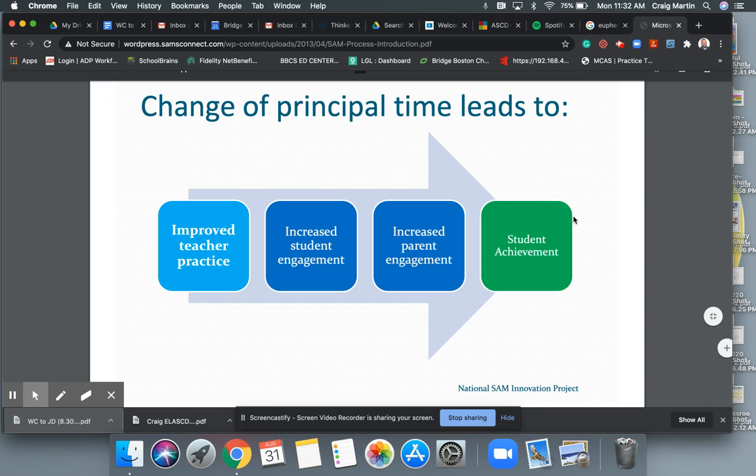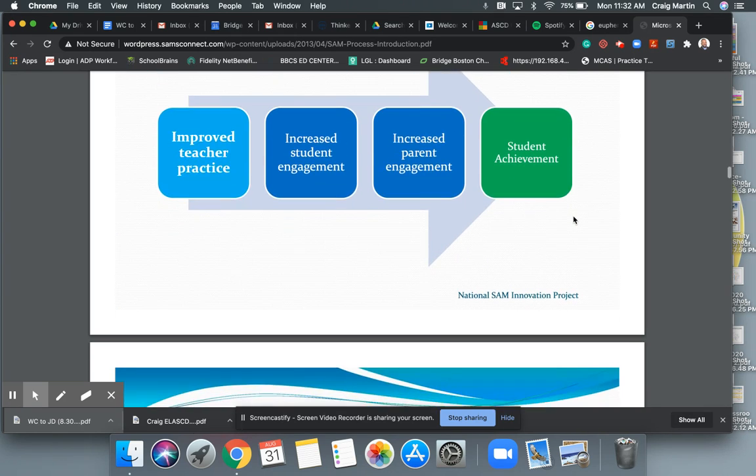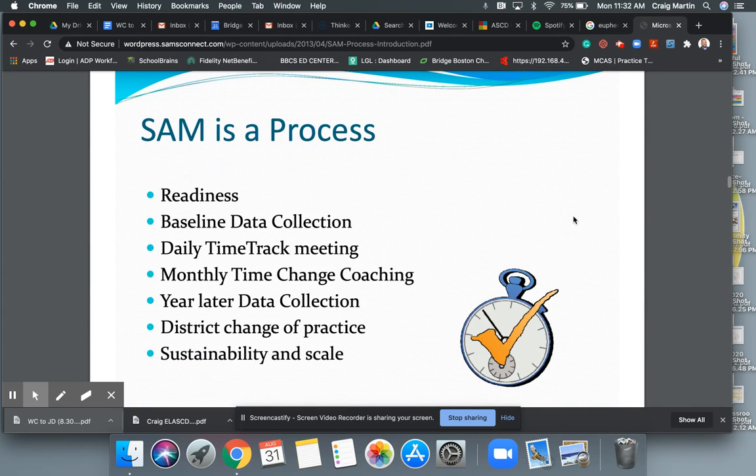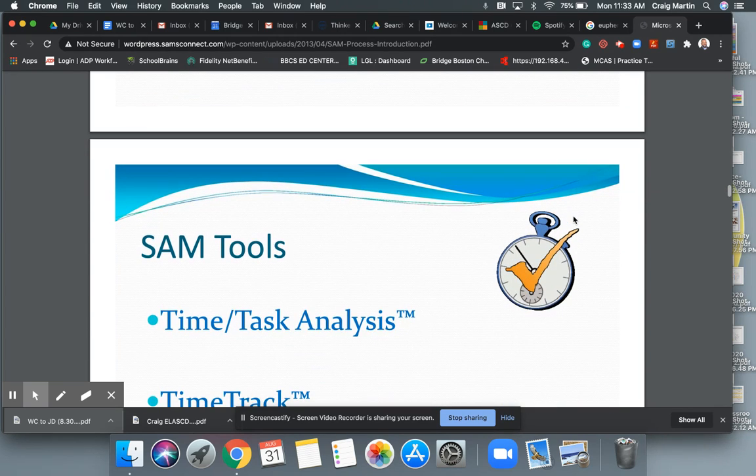I used to belong to a program called the National SAM Innovation Project. The things they told me were super important for principals were improve teacher practice, increase student engagement, increase parent engagement, and student achievement. It really taught me to think considerably about how my time on my schedule prioritizes what's important to me, from teacher observation and instructional leadership time, to what I am doing in those small blocks of time that don't necessarily count.